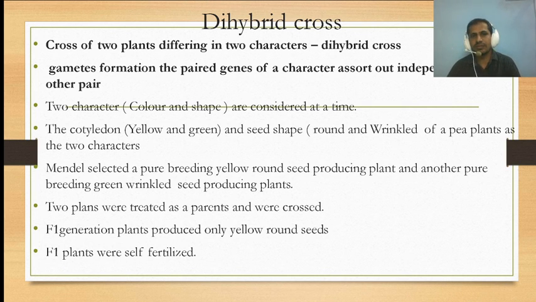So Mendel selected a pure breeding yellow round plant and another pure breeding plant with green wrinkled seeds. These two plants were treated as parents and were crossed. In the F1 generation, the plants produced only yellow round seeds. The F1 plants were self-fertilized. This is a cross of two plants differing in two characters. For this experiment he selected the color of the cotyledon and the shape of the seed: yellow, green, round and wrinkled. Through that, Mendel proved the law of independent assortment.